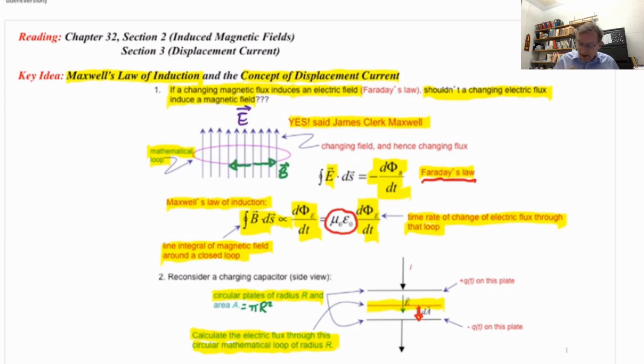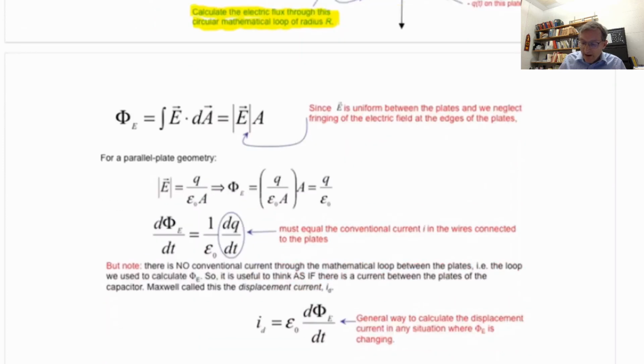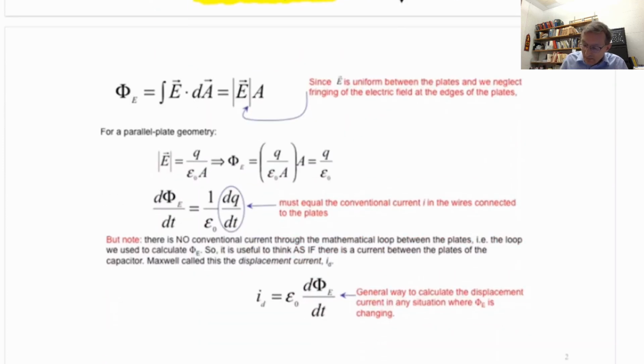Okay, so what do we get when we calculate the electric flux through that loop? Well, we've got a nice uniform electric field between the plates. We're neglecting the fringing of the field at the edges of the plates. So when we do this integral, E dot dA over the surface inside our circular loop, it does indeed simplify to this nice clean result. Just take the magnitude of the electric field anywhere between the plates times the area A of our loop, which is pi times the radius squared.